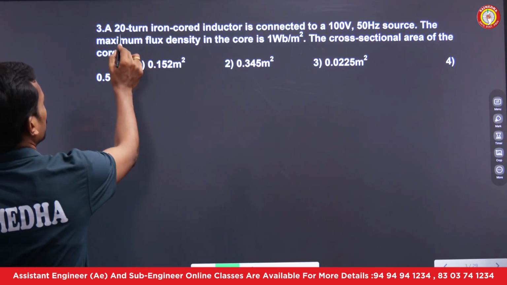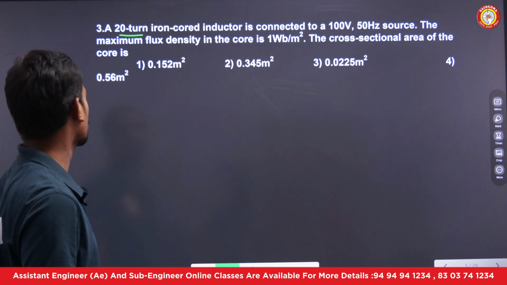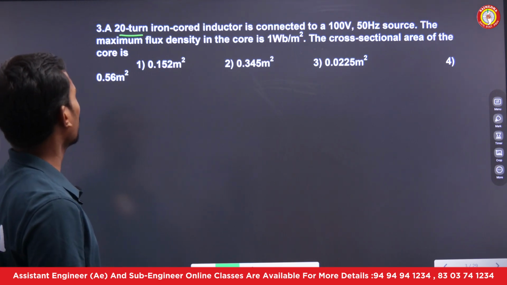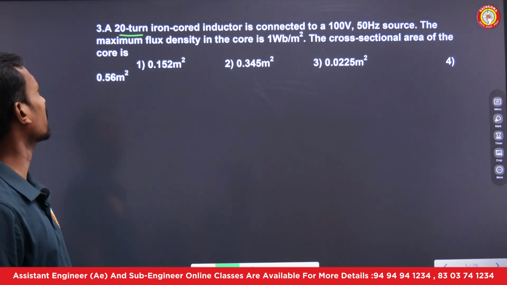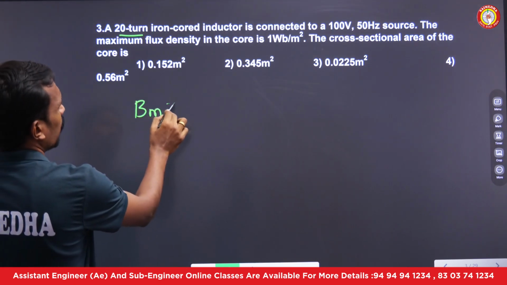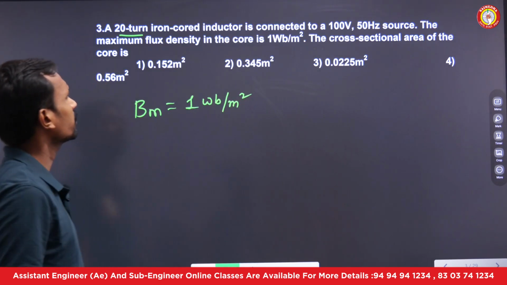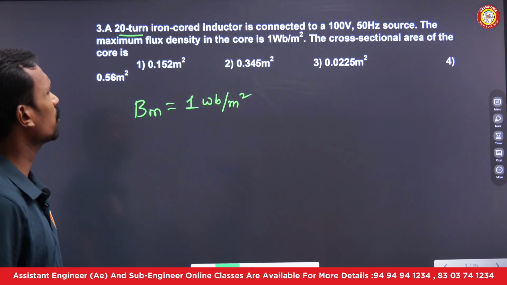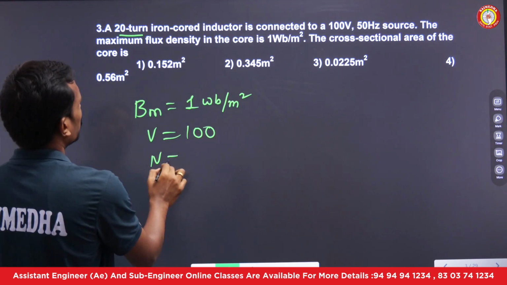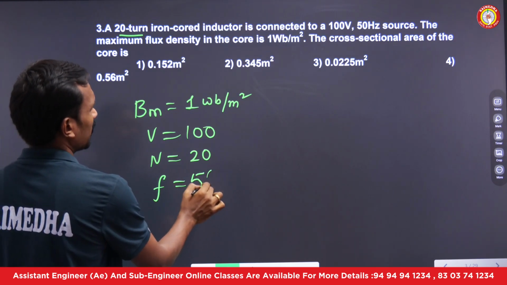A 20-turn iron core inductor is connected to a 100 volt, 50 Hz source. The maximum flux density is given, and they are asking for the cross sectional area. The maximum flux density given is 1 Weber per meter square. Of course, they have also given the frequency, the voltage and the number of turns.